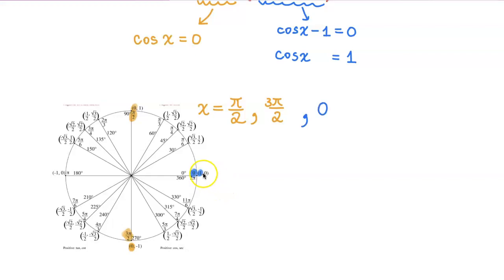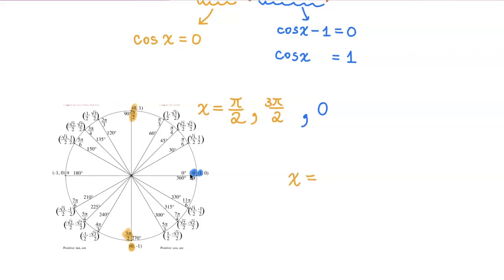And is there any other angle that has 1 as the x-coordinate around the unit circle? No, right? Because look, we went 1 to the right and ended up at this point. There's no other point on this unit circle that has 1 as the x-coordinate. So that's it. And I can't remember if this problem was asking you to solve answers from 0 to 2 pi. If they were asking you to find the general solution, you can write something like this.